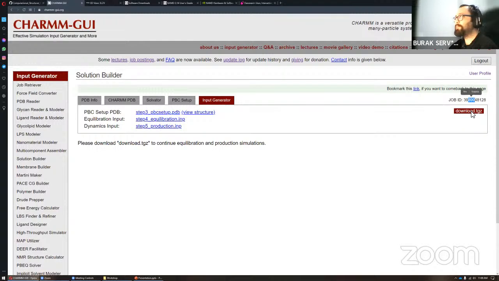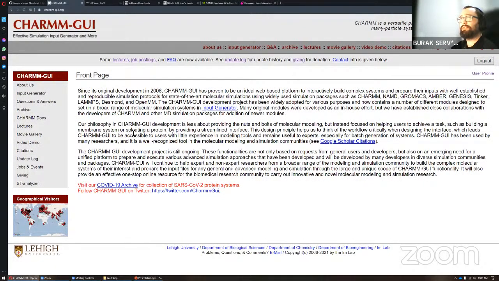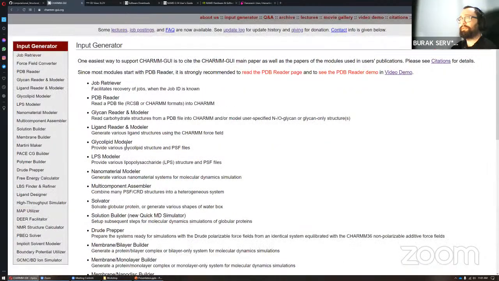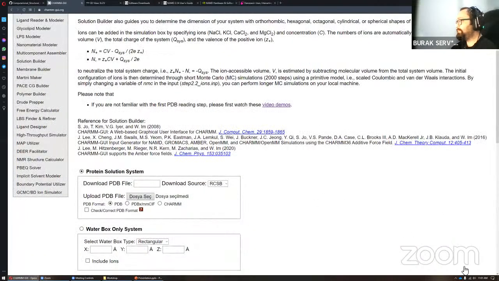Now I don't want to download this file, but you can download it there. Now we can go back. And again, we can start with input generator, and not this one, Solution Builder. We're going to continue with Solution Builder. And again, we're going to type here 3LZV, next.